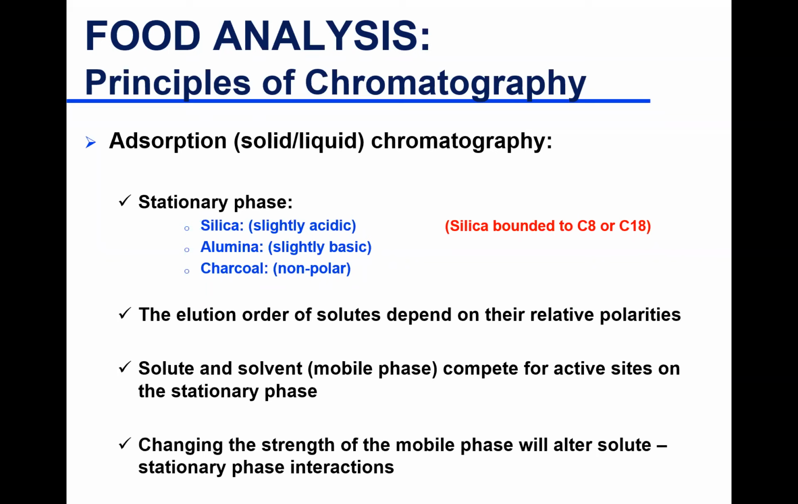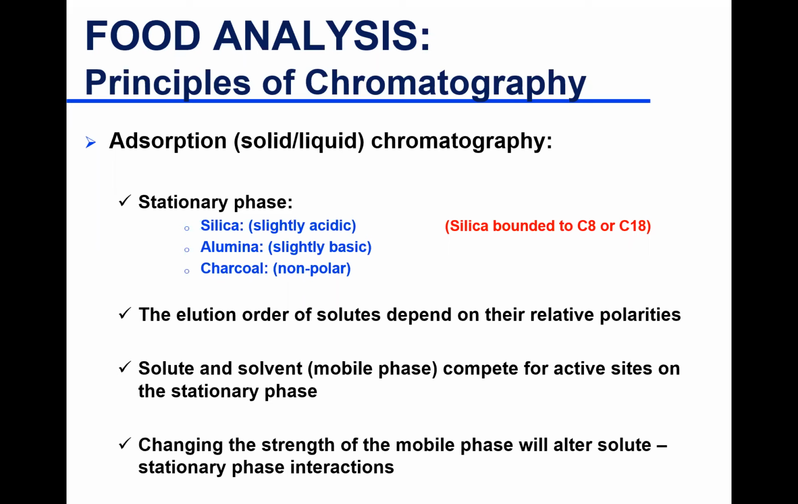So for C30, let's say we use a C30 column to separate carotenoids. So carotenoids are more hydrophobic. So then we need a more hydrophobic stationary phase in order to separate them. C8 is less hydrophobic than C18, and C18 is less hydrophobic than C30. So basically, the elution order depends on the relative polarity of your components in this case. And the solute and the solvent, they compete to interact with the stationary phase.